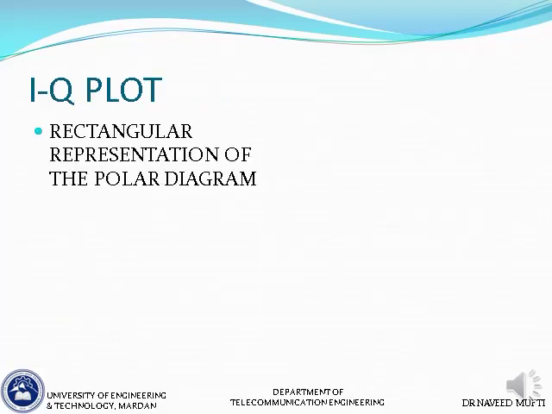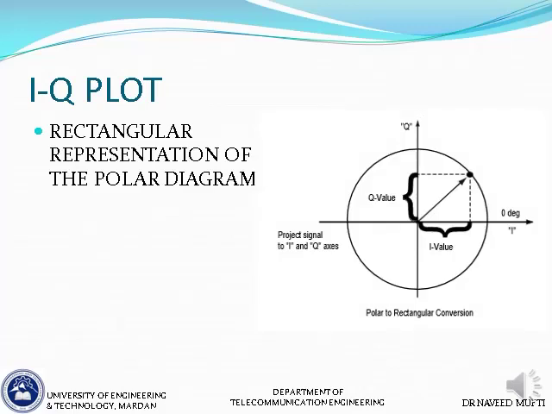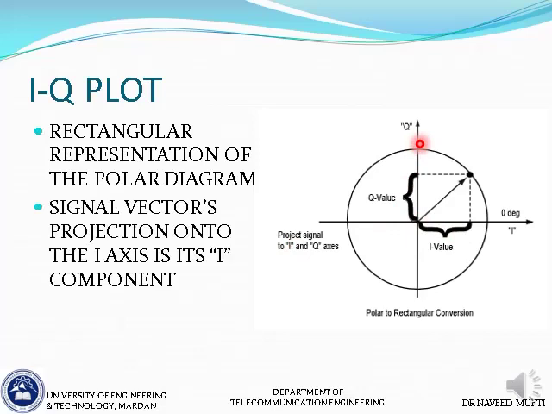So now we come to the IQ plot. As I mentioned, a rectangular representation of the polar diagram is possible. So basically we can split that vector into its rectangular components, one on the x-axis, one on the y-axis. The x-axis is called the I-axis, or the in-phase axis, and the y-axis, or the imaginary axis, or the Q-axis, is called the Q value. So we have I and Q axes here, as you can see. This is the rectangular representation of the polar diagram.